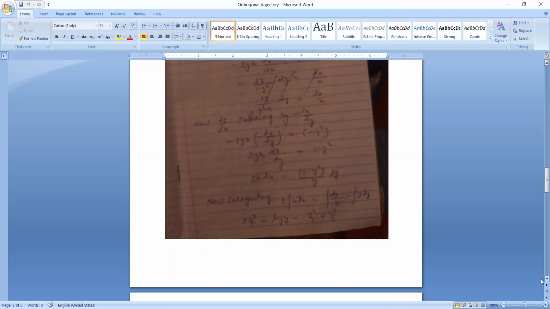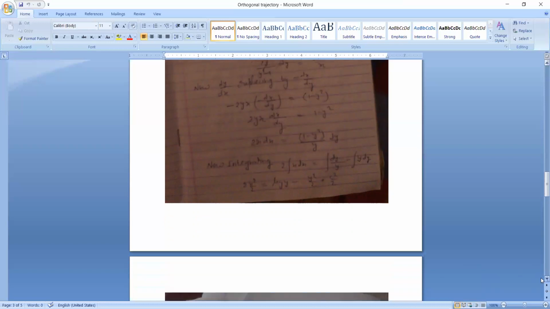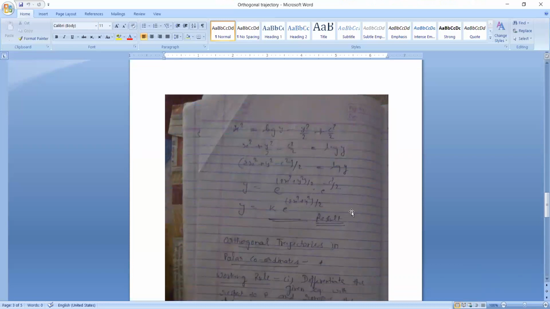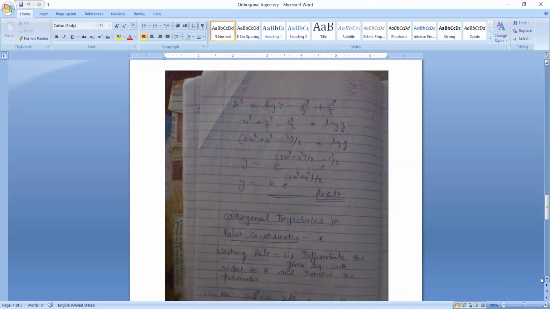Now integrating, x² = log y − y²/2 + c²/2. That implies x² = log y − y²/2 + c²/2. This is x² + y²/2 − c²/2 = log y. On solving, we can write y = k e^((2x² + y²)/2). This is the resultant orthogonal trajectory equation.